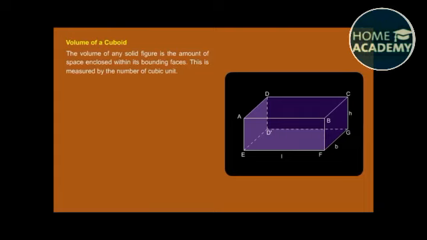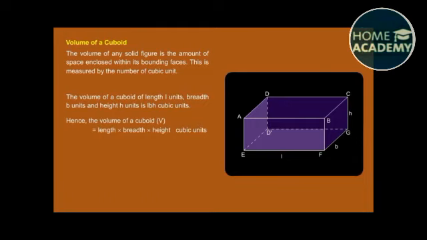The volume of any solid figure is the amount of space enclosed within its bounding faces. This is measured by the number of cubic unit. The volume of a cuboid of length L units, breadth B units and height H units is LBH cubic units. Hence, the volume of a cuboid V is equal to length into breadth into height cubic units. That is, V is equal to LBH cubic units is equal to area of the base into height cubic units. Note, area of four walls of a room is equal to 2 into (L plus B) into H.